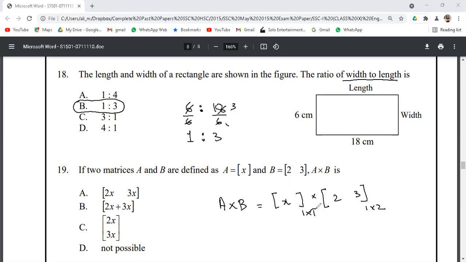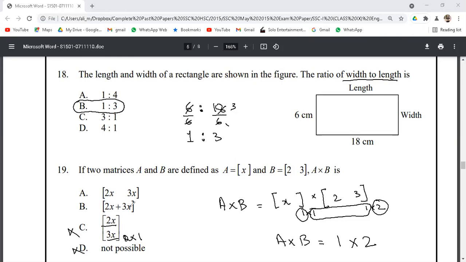So the column in the first matrix and the row in the second matrix are the same, which means that these matrices can be multiplied, and the resultant A multiplied by B will be of order 1 by 2. This is 1 and this is 2, so the order of this product will be 1 by 2. So not possible, which means this is the wrong answer. One row and two columns. So this is two rows and one column, 2 by 1, which means this is the incorrect answer.